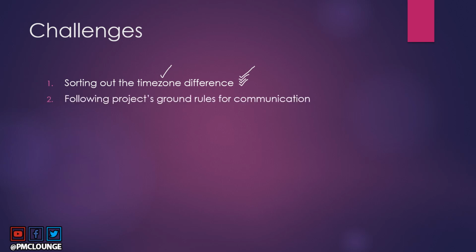Second is following project's ground rules for communication. Now, establishing the ground rules for project communication itself is easier when you have people at a co-location. You know, when you see people face to face, sit down in a meeting room and come up with the ground rules, it is easier for the team to follow it because they know how serious the situation is as compared to communicating the ground rules to someone who works remotely.